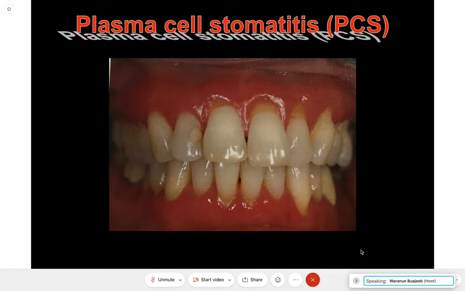So for the clinical part, you need to know the clinical features of each disease for the tentative diagnosis, and also the history, how long the patient has had this type of lesion.